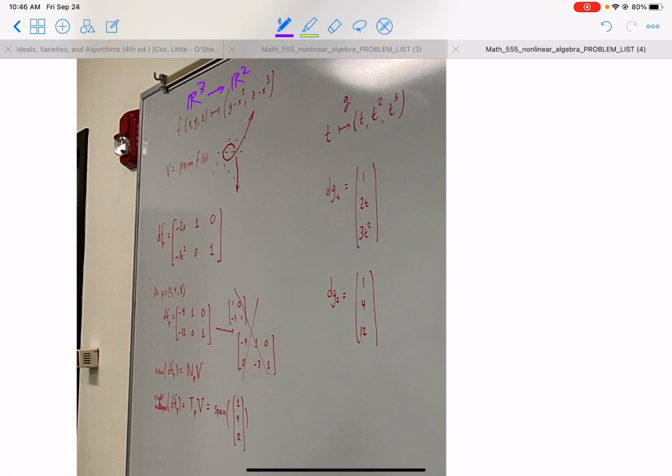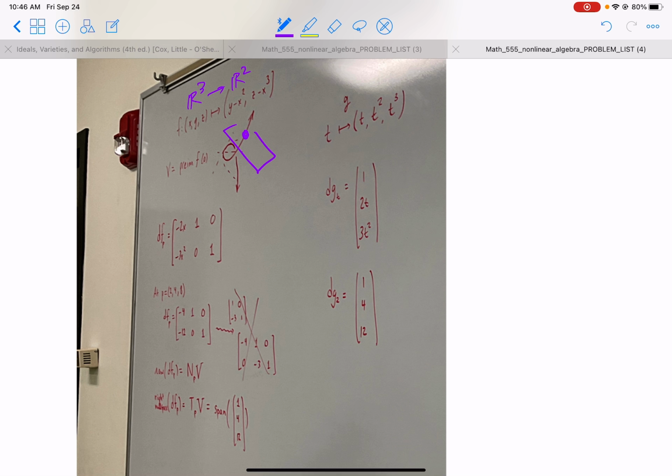And now the row space is the normal space. Good, because there's two rows, and they're independent, so we get that plane in the picture. If here's the point 2, 4, 8, then there's that plane. And then all the vectors orthogonal to those two are the tangent space, which, good, it's one vector, or every multiple of that vector.